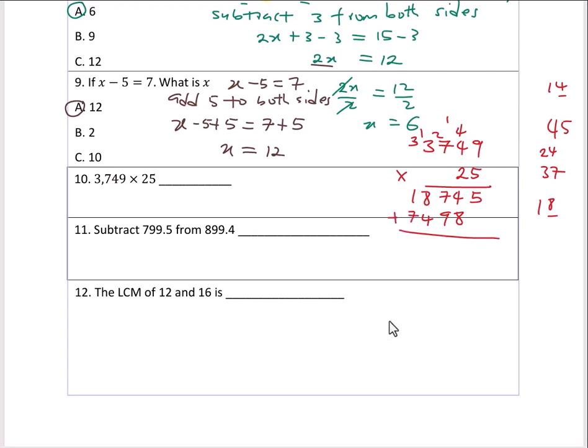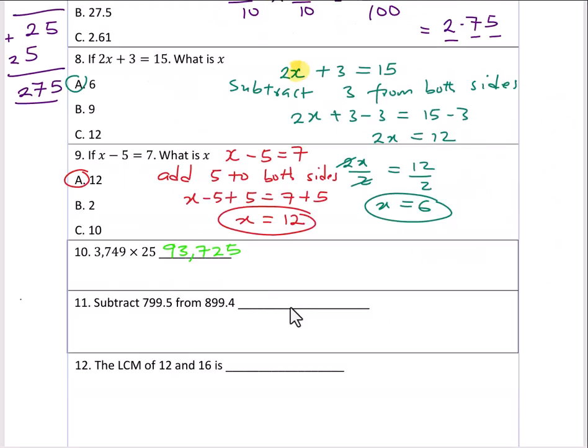Okay, so let's add this. 5 plus nothing is 5. And then 4 plus 8 is 12. So write 2 and carry 1. 1 plus 7 is 8. 8 plus 9 is 17, so write 7 and carry 1. 1 plus 8 is 9. 9 plus 4 is 13, so write 3 and carry 1. And then 1 plus 1 is 2, plus 7, that's 9. So this is 93,725.